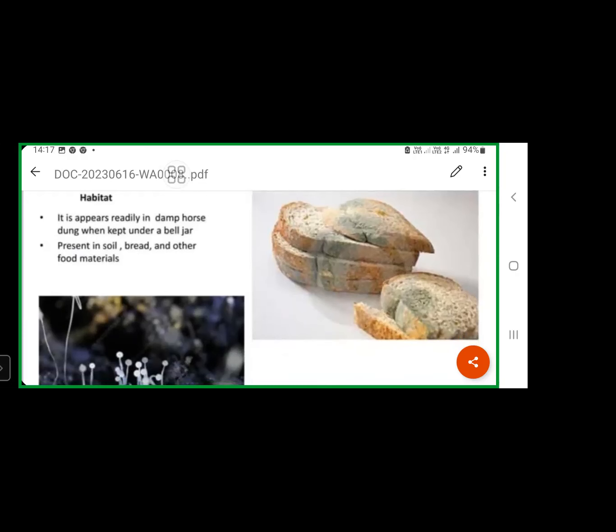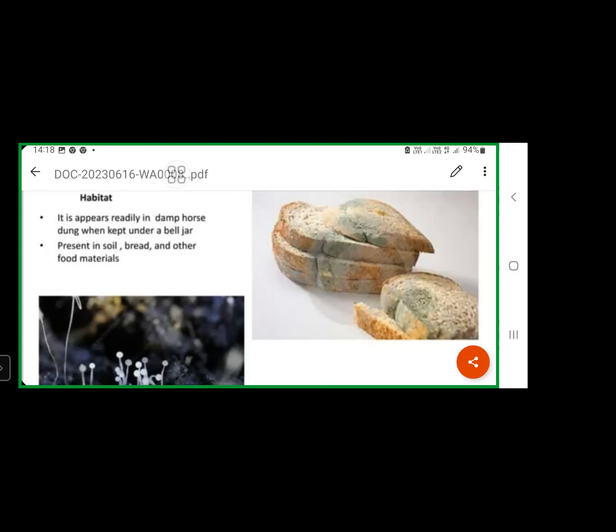This Mucor is not only growing as a saprophyte. Some of the species grow on dung. For example, Mucor mucedo and Mucor hiemalis. These two species are described as coprophilous fungi. Why are these called coprophilous fungi? Because they love dung for their growth.